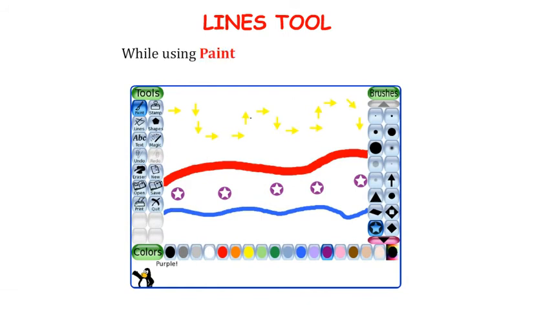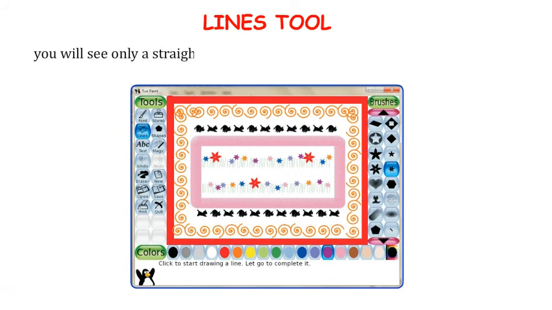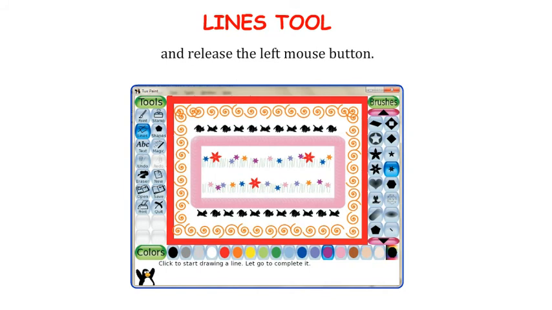While using the Paint tool, you can see the image which you are drawing at that moment. On the other hand, while using the Lines tool, you will see only a straight line from the starting point to the ending point. The pattern appears only after you complete the line and release the left mouse button.